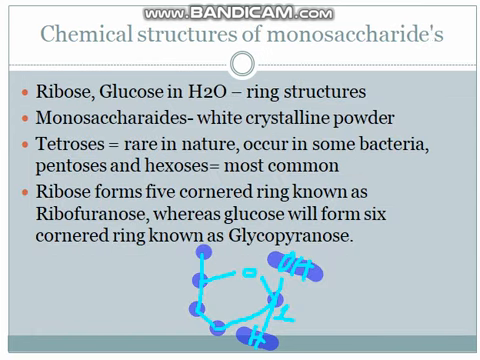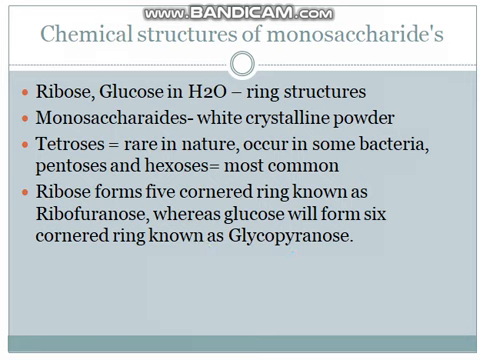Next up, I've got more chemical structures. Ribose and glucose in water form ring structures. Monosaccharides are crystalline powders. Tetroses are rare in nature, and they occur in some bacteria. The pentoses and hexoses are most common. Riboses form 5-cornered rings known as ribofuranoses, whereas glucose forms 6-cornered rings known as glucopyranoses.